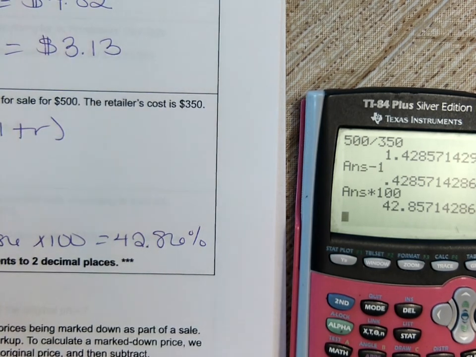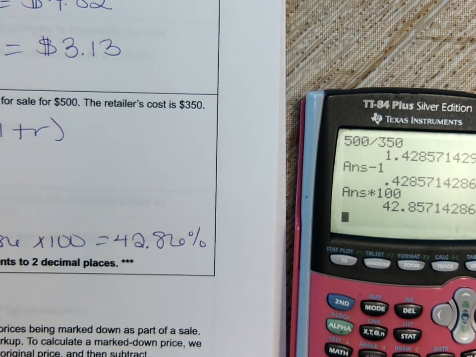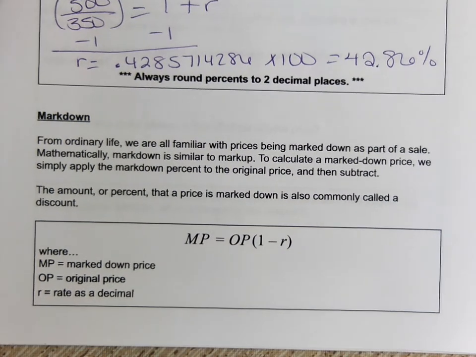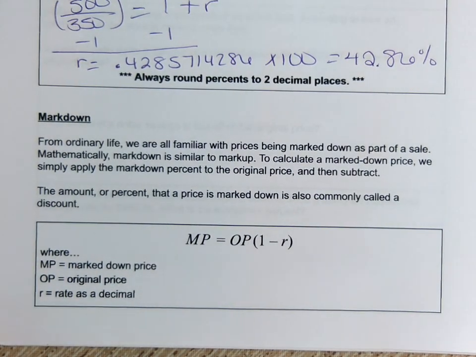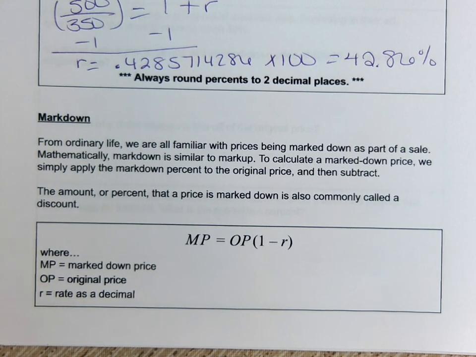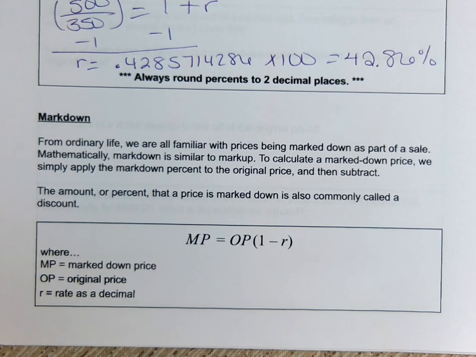So that is markup. Markdown, so if something is on sale, works very similarly. From ordinary life, we all are familiar with prices being marked down as part of a sale. Mathematically, markdown is similar to markup. To calculate a markdown price, we're simply going to apply the markdown percent to the original price, then subtract. The amount or percent that a price is marked down is also commonly called a discount.